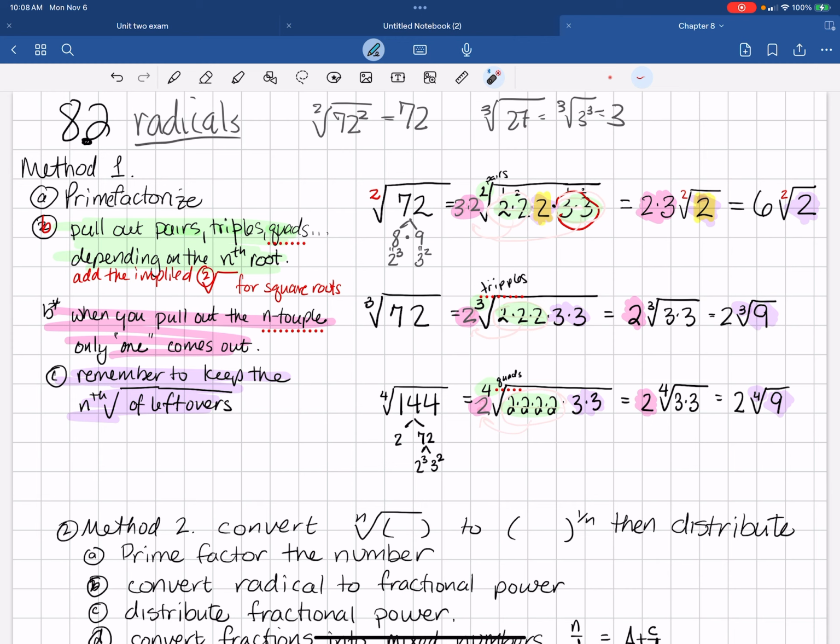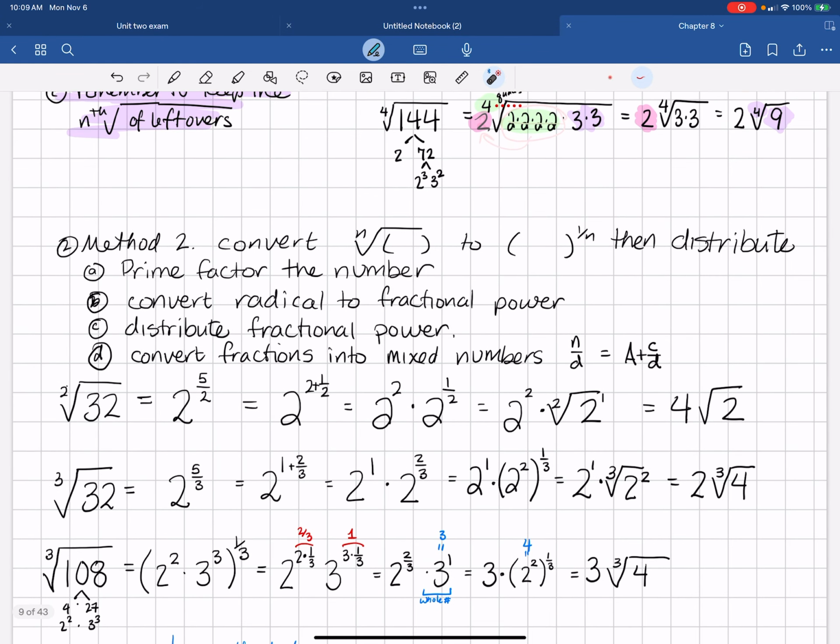And here, in order to get at least one that was a 4, I multiply 72 by 2, and I have 2 times 2 to the third, 3 squared, so that's 2 to the fourth. So I have 4 2's, 2 3's. Since I'm dealing with a fourth root, I'm looking for 4-tuples. So these 2 times 2 times 2 times 2 pulls out just 1 2. These 3's are just sitting there. So I only have 2 of them, and I needed 4, so they're leftovers. And then I'm left with 2 times the fourth root of 3 times 3, which is 2 times the fourth root of 9.